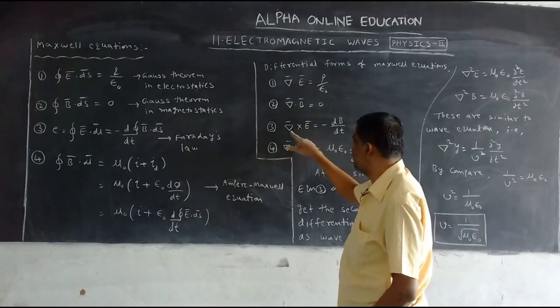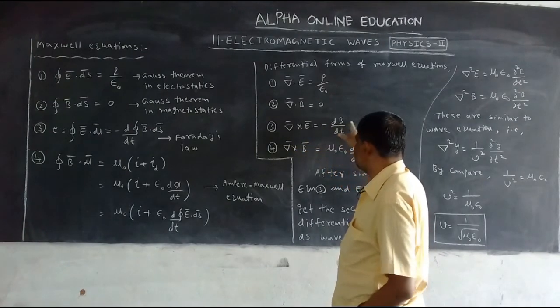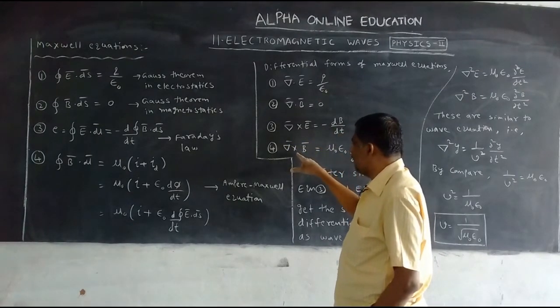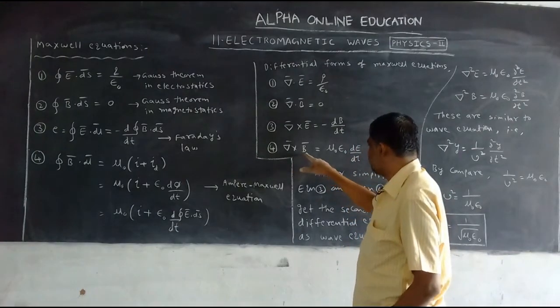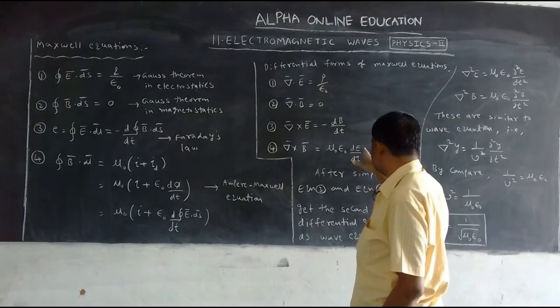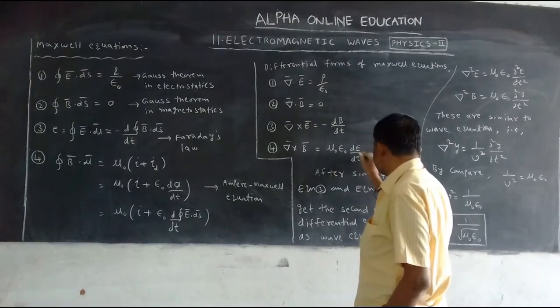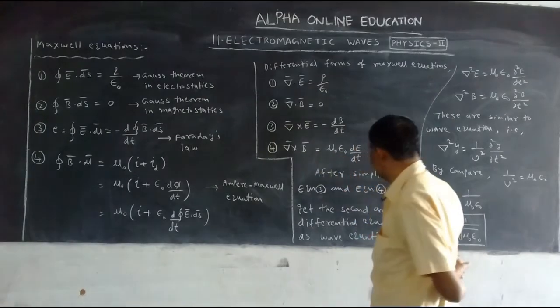How can we read it? Del bar cross E bar is equal to minus dB by dt. And the fourth one, Ampere Maxwell equation: del bar cross B bar is equal to mu naught epsilon naught dE by dt. Okay? These are also Maxwell equations, but in differential form.